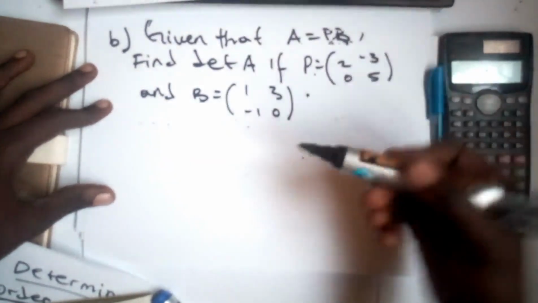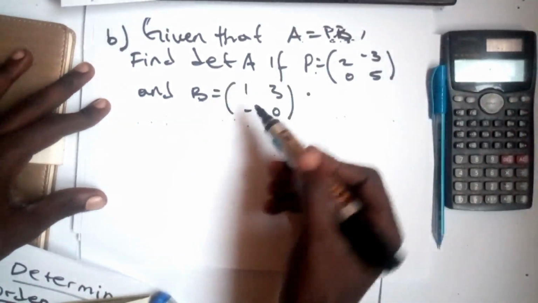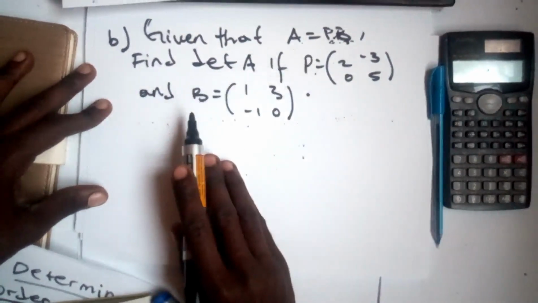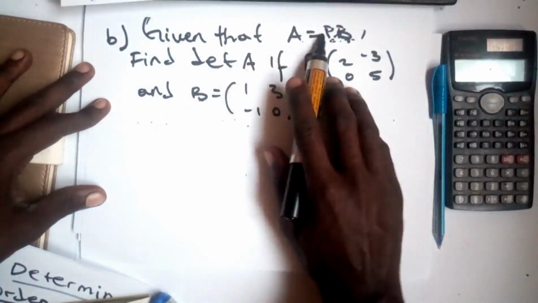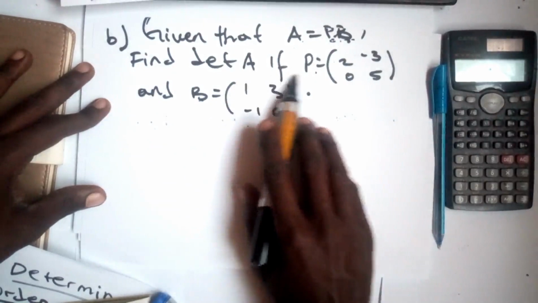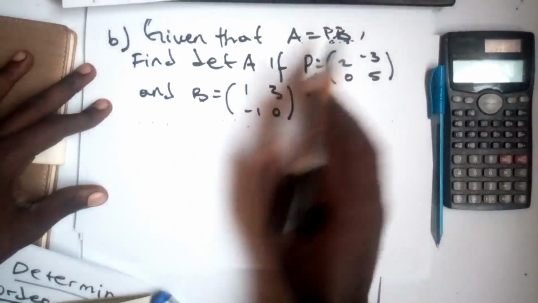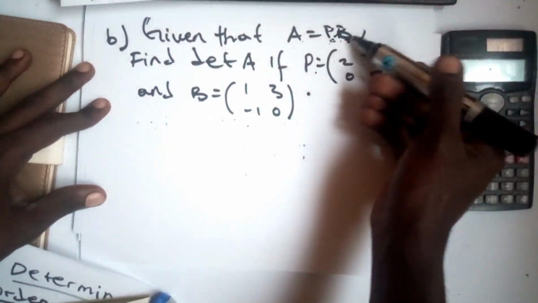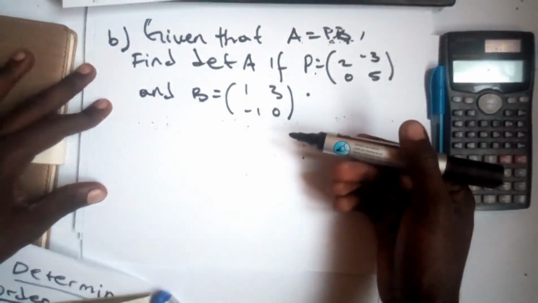So we are going to first of all multiply these matrices in order to get matrix A. Then after that, the matrix that we shall get, we get its determinant. That's what the question is asking for: we are given A as PB, find the determinant of A if P is that and B is that. So we are going to first of all get the matrix PB. We know how to multiply matrices by now.